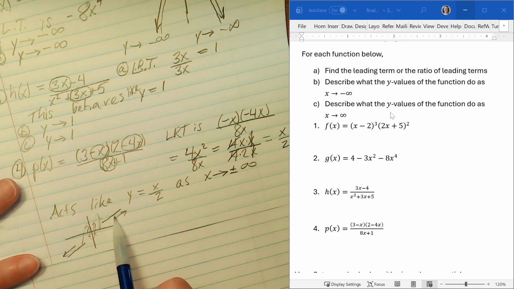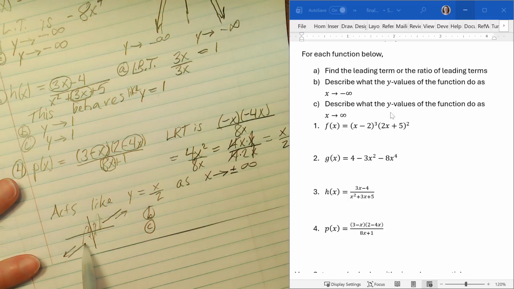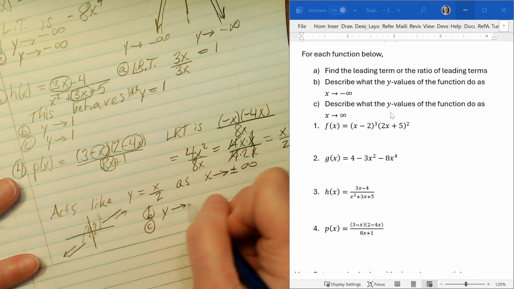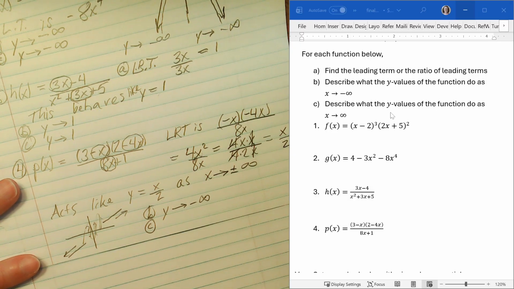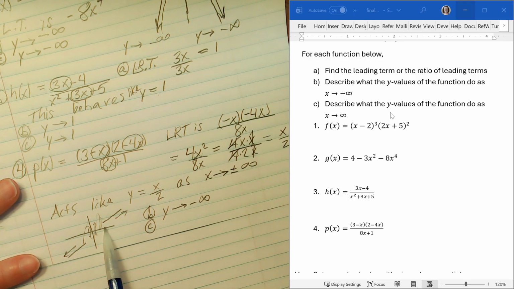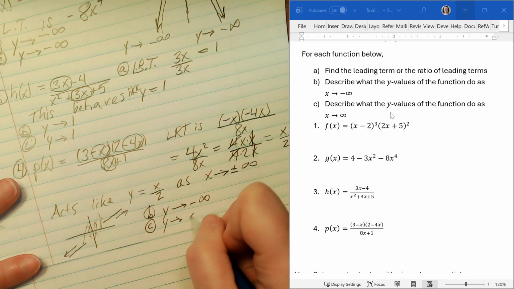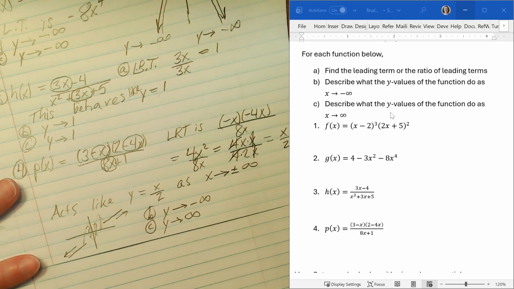Okay, so what do these y values do for part B and C? For part B, x going to negative infinity, y is going to go to negative infinity as well, because that's what a line with a positive slope does. And as x goes to positive infinity, moving to the right, y is going to go to positive infinity as well, because that's what a line with a positive slope does. Okay, I hope it makes sense to you guys, and I'll see you in another video.